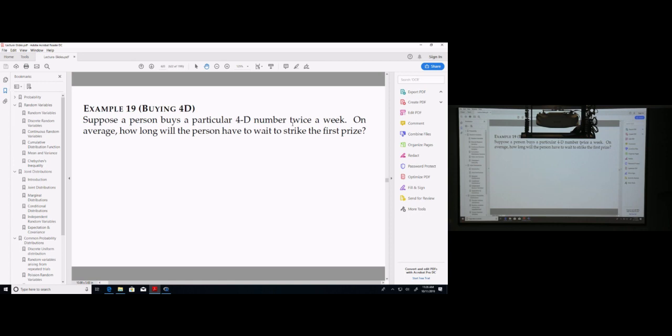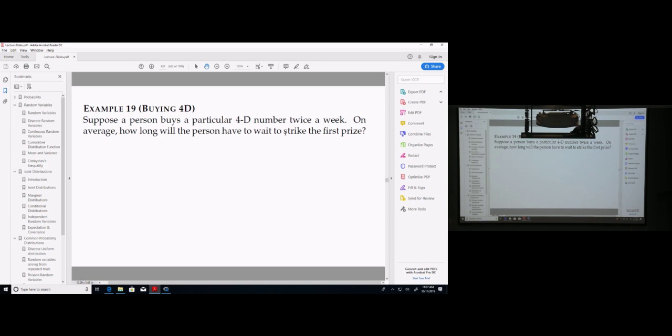All right. So a person buys a particular 4D number. He only buys one such 4D number, but he buys it in a very regular manner, twice a week. So on the average, how long will the person have to wait to strike the first prize? I think you've seen the answer. The answer is he has to wait something like 96 years.